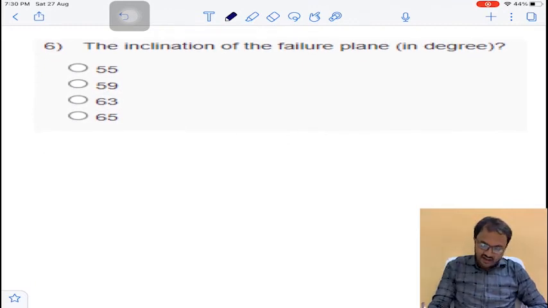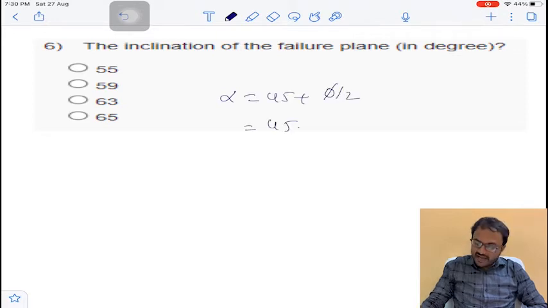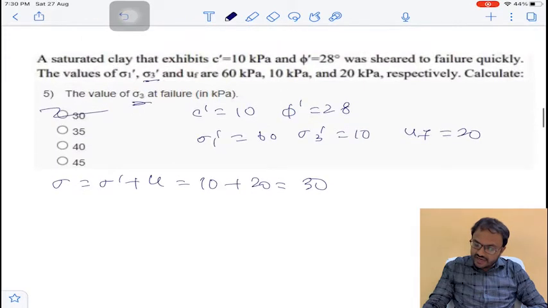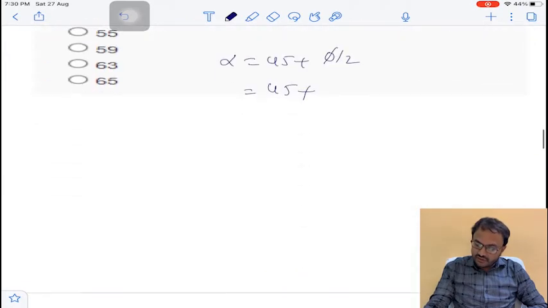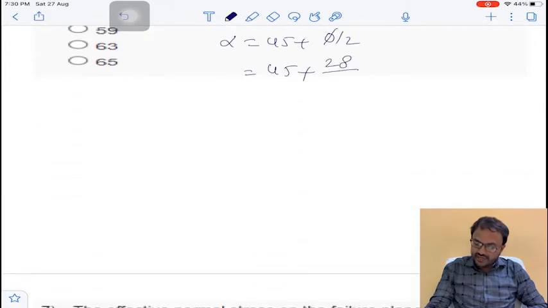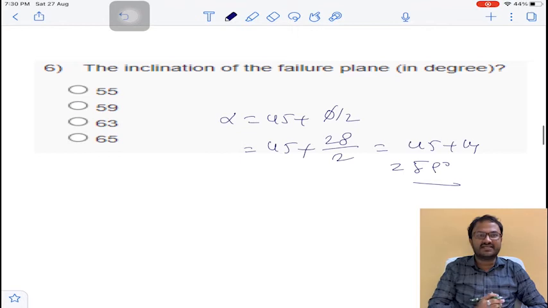So that is alpha value we need to calculate, that is 45 plus phi by 2. So 45, phi he has given is 28 degrees. So 28 divided by 2, it is 45 plus 14, it is 59 degrees. The option B for question number 6.